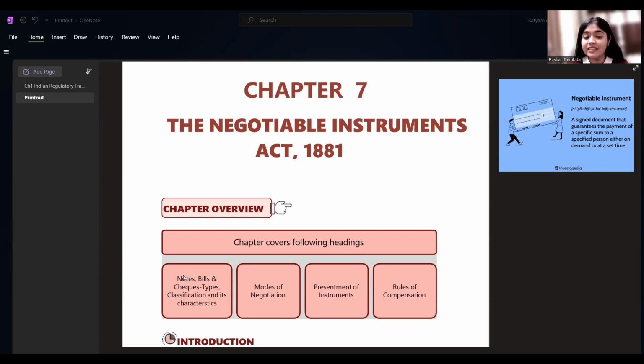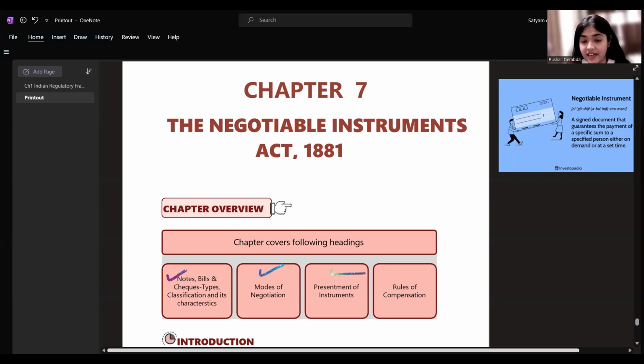Let's just see what all things are covered in this chapter, what we need to learn. So the chapter covers notes, bills, and checks, their types, classification, and characteristics. Then we'll be learning about modes of negotiation, how negotiation is done, what modes are used. Then we'll be seeing presentment of instruments, where these instruments are presented to the person or to the bank. A check is given in the bank. And rules of compensation, how the money is going to be compensated, we'll be seeing over here.